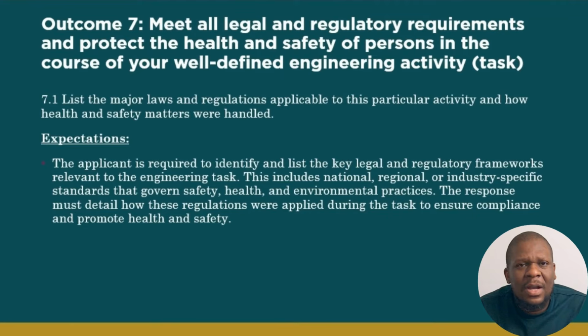Now, let's look at outcome 7. What does outcome 7 talk about? Outcome 7 refers to legal and regulatory requirements and the protection of health and safety of persons in the course of your well-defined engineering activity or task. Now, 7.1 states, list the major laws and regulations applicable to this particular activity and how health and safety matters were handled. What is expected of the applicant for them to be able to demonstrate competency in outcome 7.1?